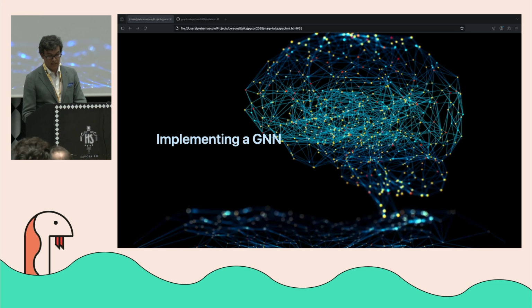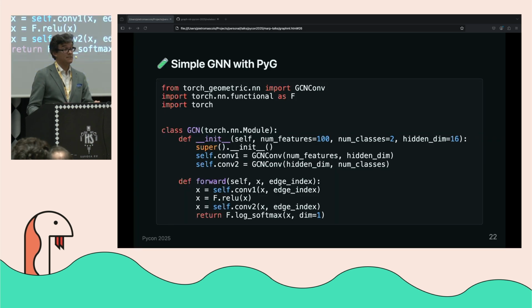I'll be using a library called PyTorch Geometric. Has anyone here ever used it? Ooh, three hands? Okay, 4 hands. Okay, not that many. So as you can imagine from the name, PyTorch Geometric is part of the PyTorch ecosystem. And in many ways, it's an extension over PyTorch, just including new architectures that can be used on graphs.